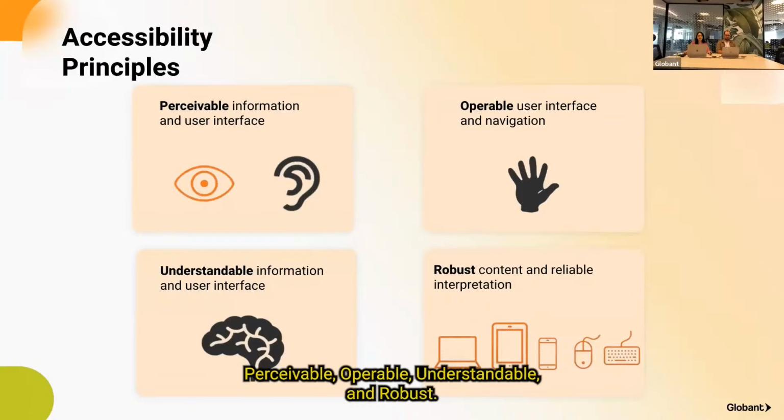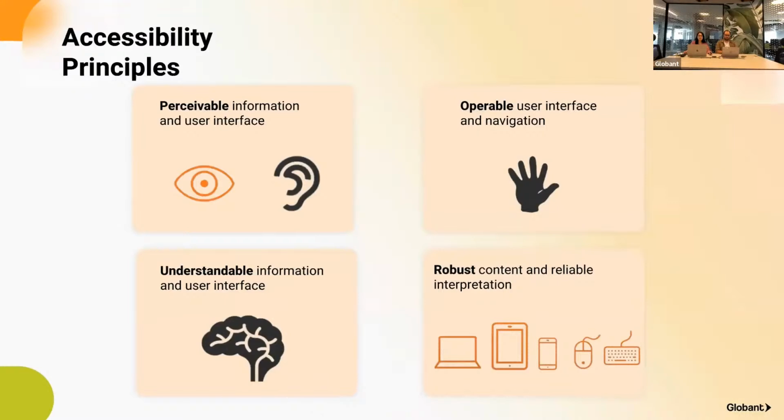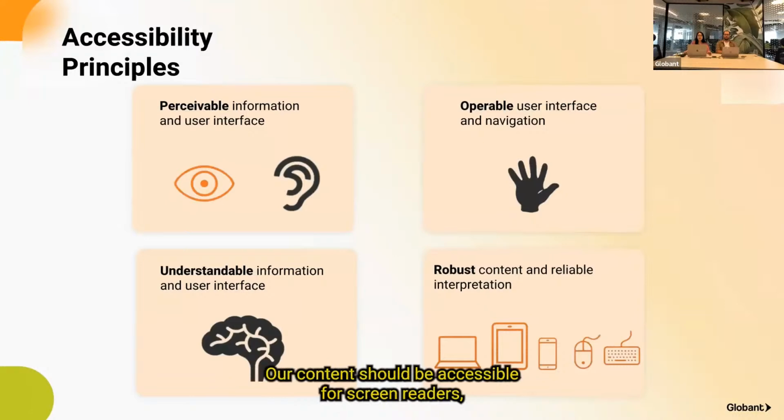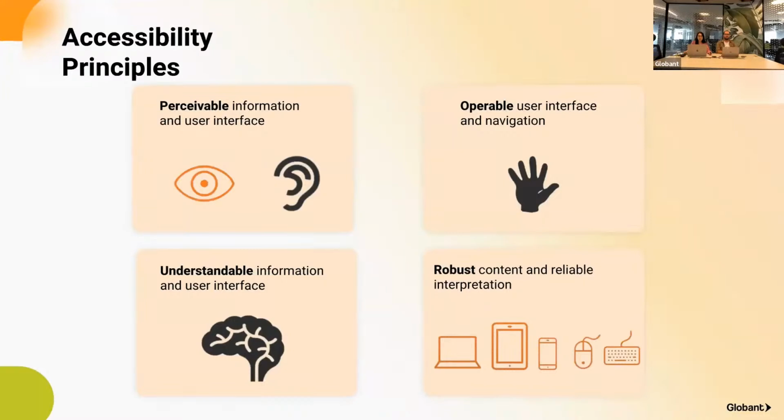So let's start with perceivable. We need to make sure content is perceivable, which means that users can identify content by means of the senses. Let me provide some examples. Our content should be accessible for screen readers. Screen readers are tools that are essential to people who are blind, since these technologies read aloud what is on the screen, and users can adapt them to their needs. In some cases, these screen readers can also be used with a braille display.